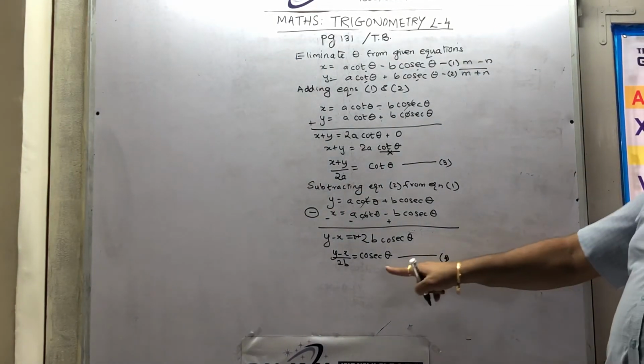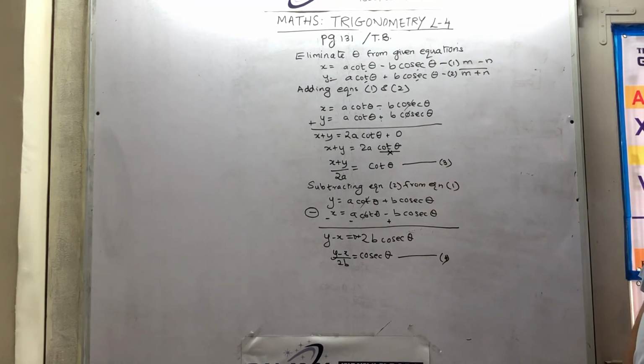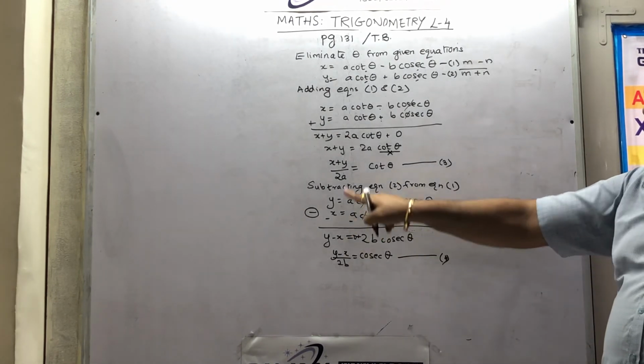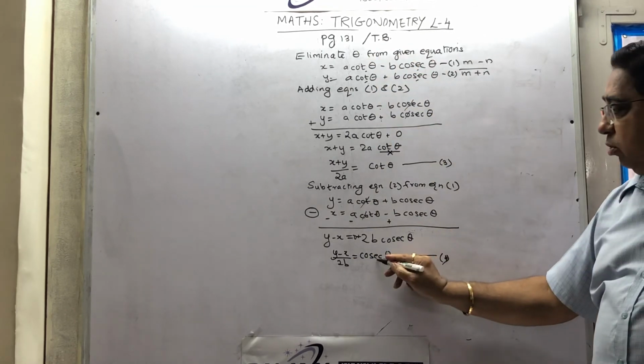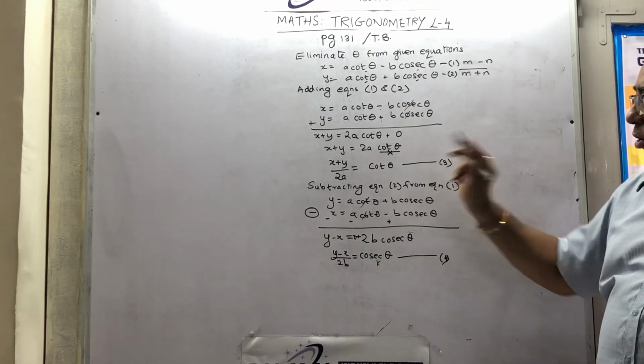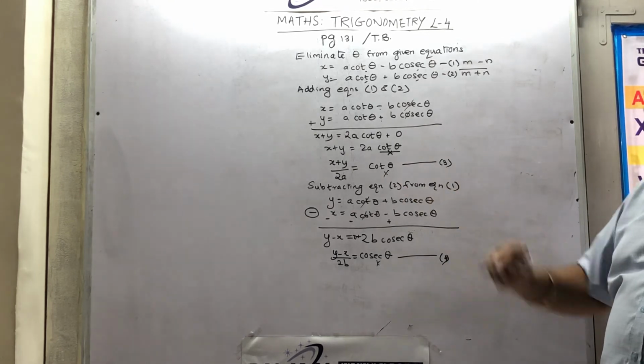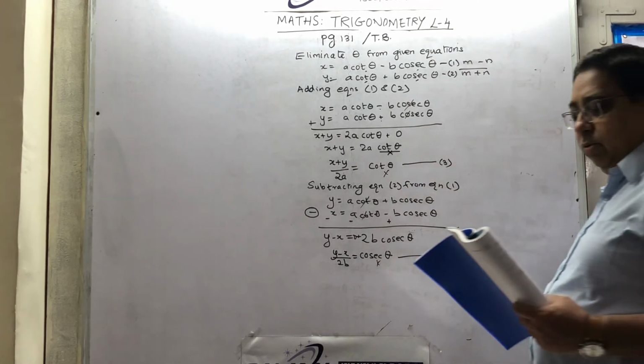Now, how do I get rid of cosec theta and cot theta? I only need these answers. Eliminate the theta. I don't need this, and I don't need the cot theta also. So, okay, I have to get rid of both. So how do I get rid of both?